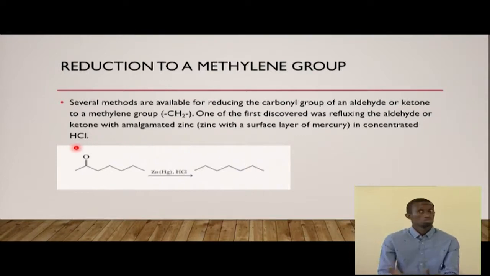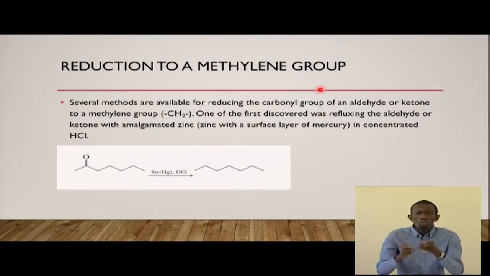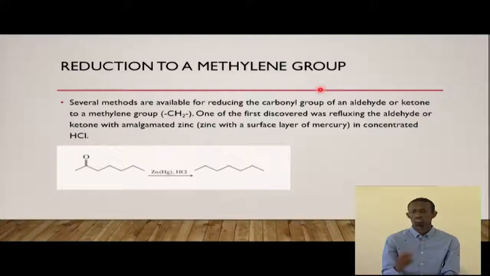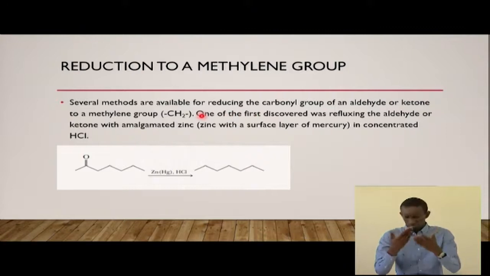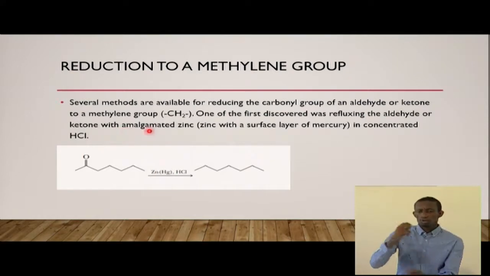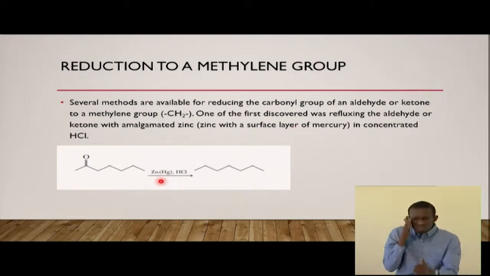We can also reduce these compounds to a methylene group. A methylene group is this one, this CH2 group. So it is possible to remove the oxygen and you produce a CH2 group. And here we use several methods, but the one that was first discovered was to reflux the aldehyde or the ketone with amalgamated zinc. And this is zinc with a surface layer of mercury in concentrated HCl.